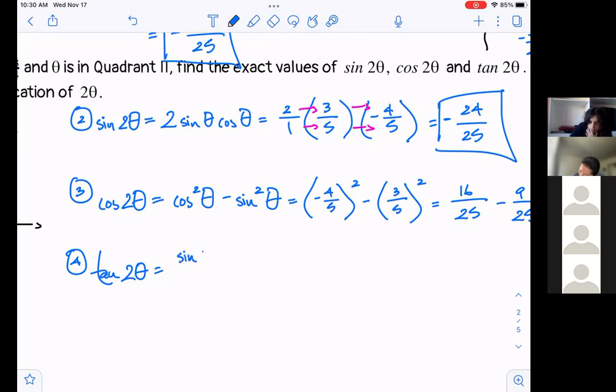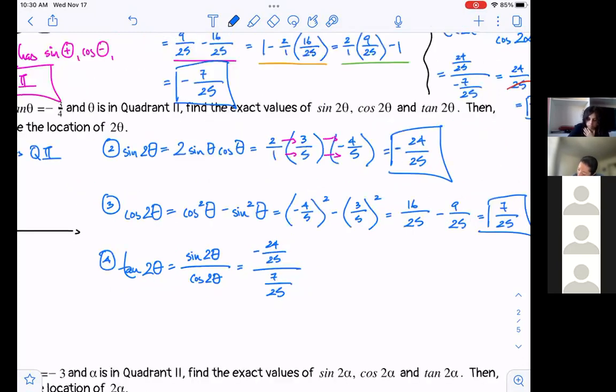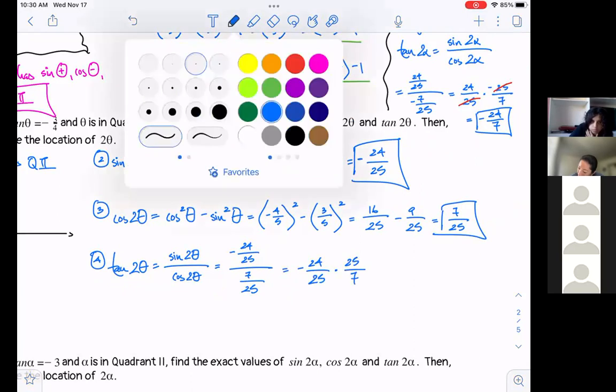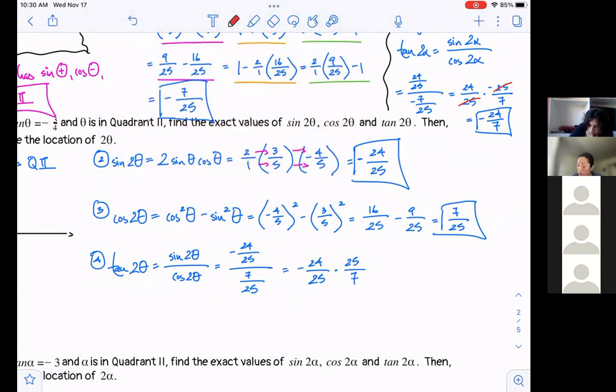And so I could say sine 2 theta over cosine 2 theta, which is -24/25 over 7/25, which I can write as -24/25 times 25/7. Well, Judy said this is no calculator, so I better look to see if I can reduce first, because it might take me a while to multiply out 24/25. Good thing the 25s reduce, and we get -24/7.